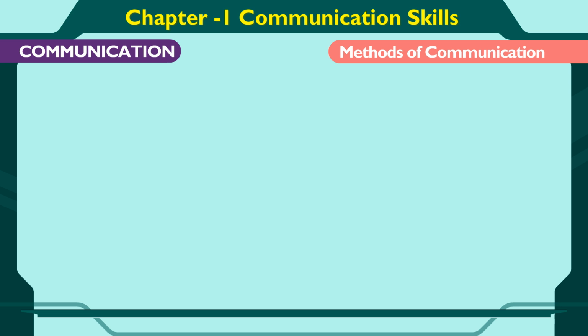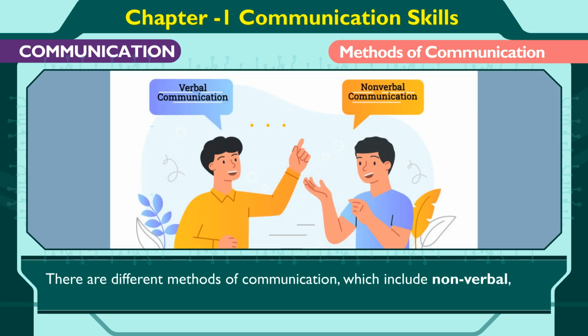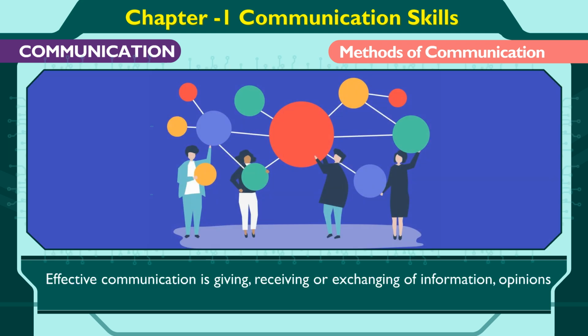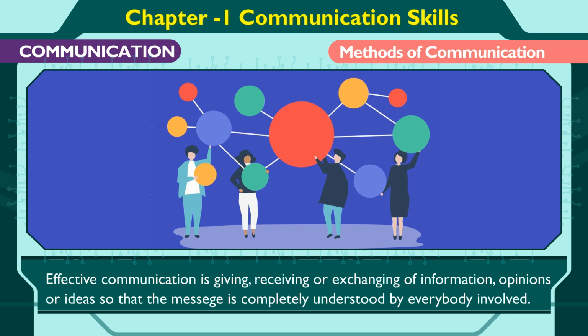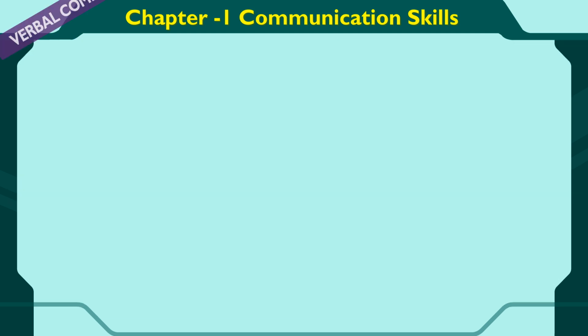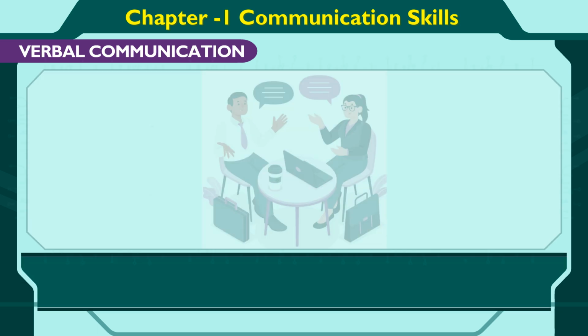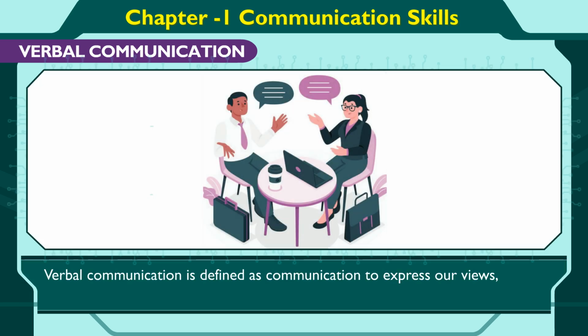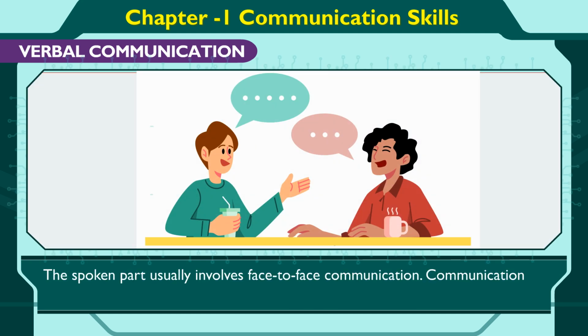Methods of communication. There are different methods of communication, which include nonverbal, verbal, and visual methods. Let us understand them. Effective communication is giving, receiving, or exchanging of information, opinions, or ideas so that the message is completely understood by everybody involved. Verbal communication. Verbal communication is defined as communication to express our views, information and ideas in the form of sound and words. The spoken part usually involves face-to-face communication.